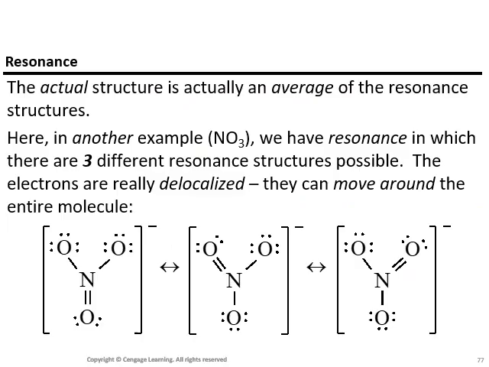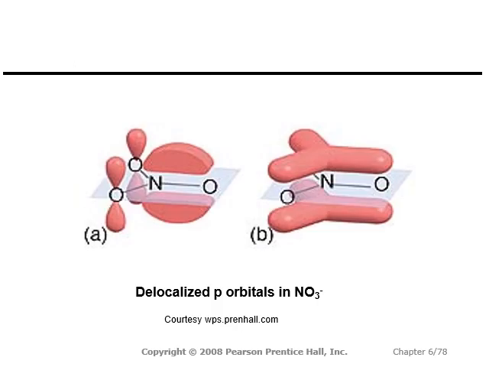Next slide. Here's another example. When you have NO3, you actually have three different possibilities. All of them are the same, and they all have the same formal charges. So, I mean, none of them is preferred. They're all equally possible. So when you have that, you have resonance. Next slide. And this is actually what it looks like.